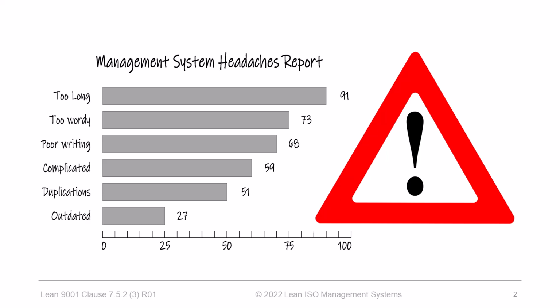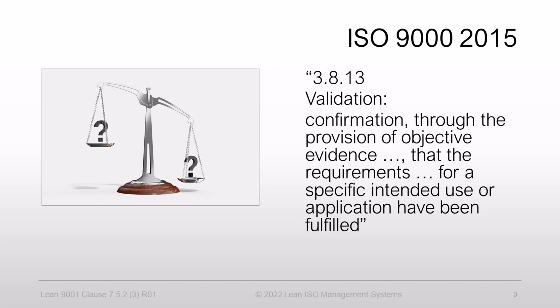So, what is validation? ISO 9000:2015, Quality Management Systems, Fundamentals and Vocabulary, Clause 3.8.13 defines validation as confirmation through the provision of objective evidence that the requirements for a specific intended use or application have been fulfilled. In simple language, it means that you showed that your design, product, or service meets users' requirements.